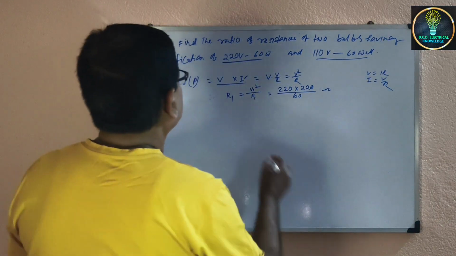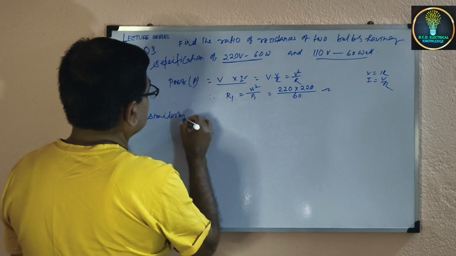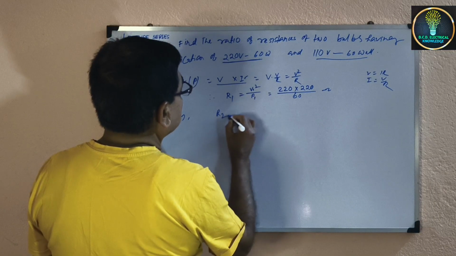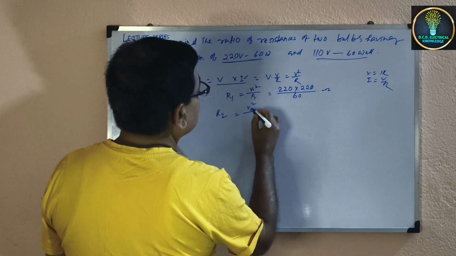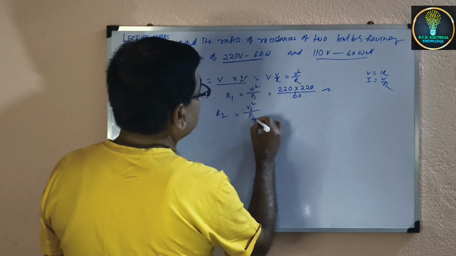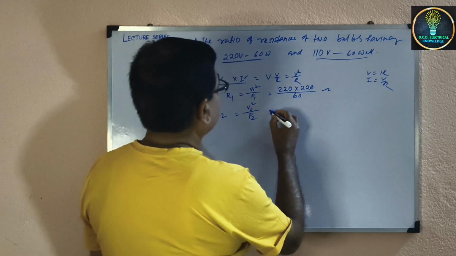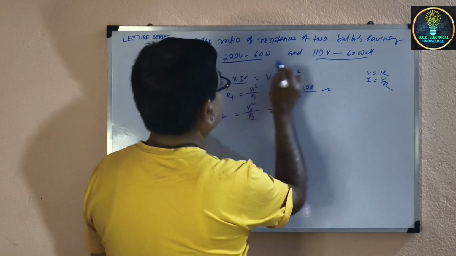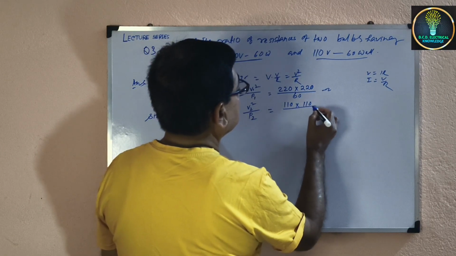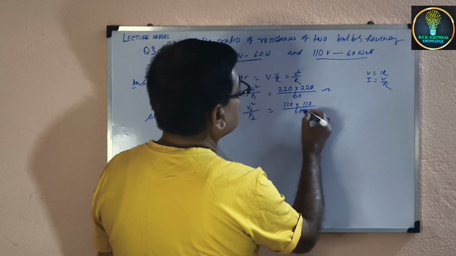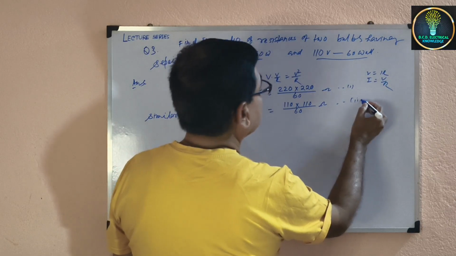Similarly, we can also write R2 is equal to V2 whole square divided by P2, and put this value, V2 is equal to 110, so 110 multiplied by 110 divided by 60. This is equation 1, this is equation 2.